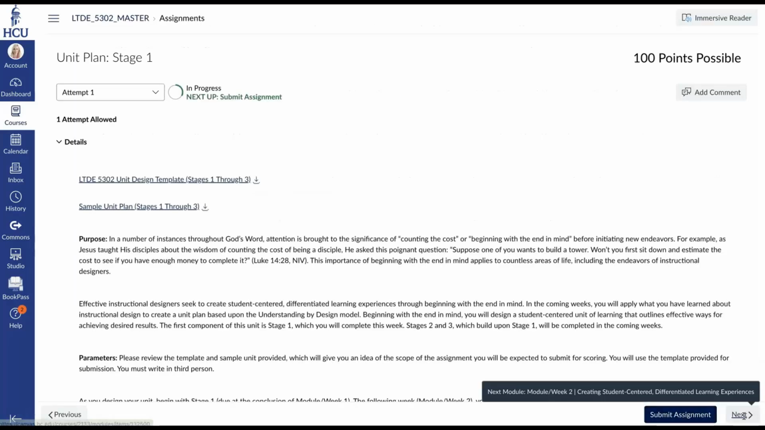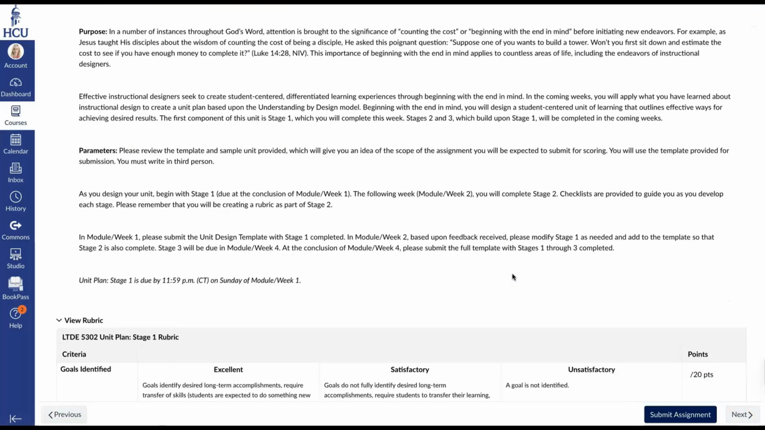Let's now look at this week's assignment, which is Unit Plan Stage 1. Over the coming weeks, you will develop a unit plan that reflects the Understanding by Design format, or backward design format. This will be in 3 stages. This week, you will only be focusing upon Stage 1. It is incredibly important that you design a unit plan that reflects either your current professional context or your future intended professional endeavors.